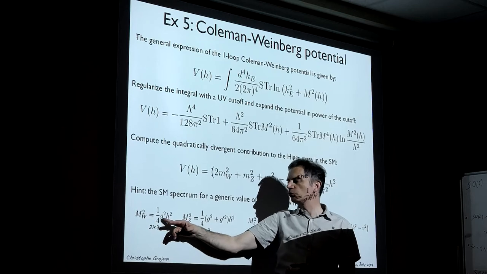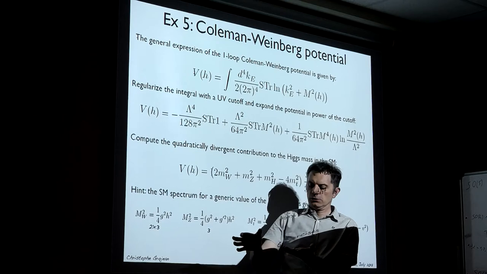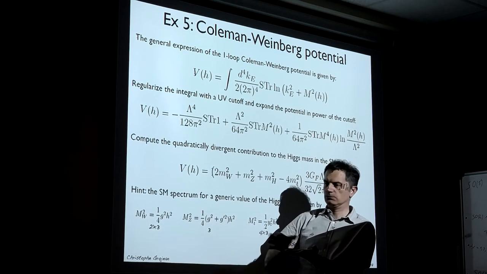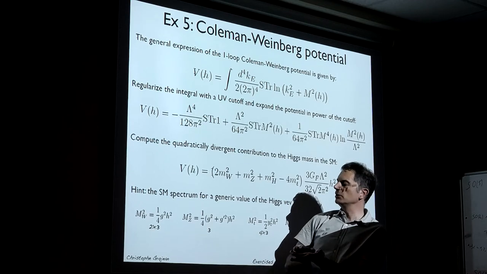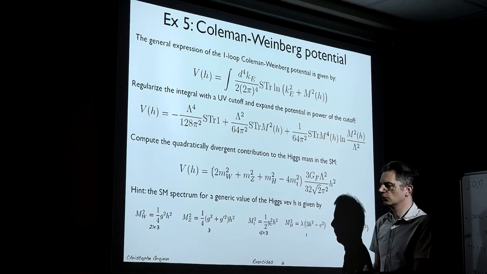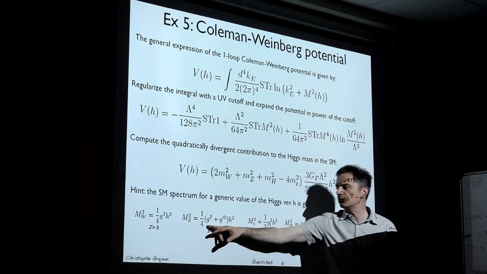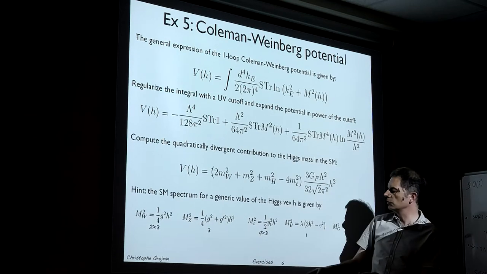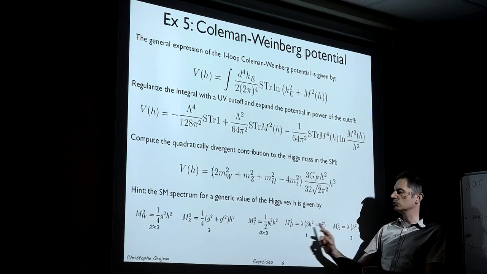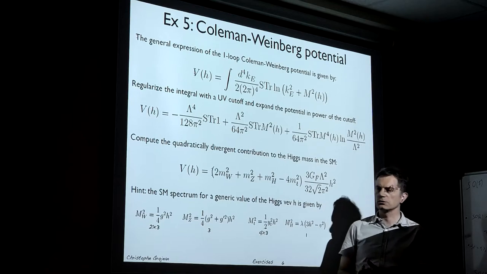Maybe. But then the next term, when you compute this integral, is just a super trace of the mass matrix. So that's what will give you a correction to the mass, because the masses are proportional to h, so m squared has a piece which is proportional to h squared. So effectively, this piece, as a function of h, will be proportional to h squared. So this is a correction to the Higgs mass. So that's what we want to compute.